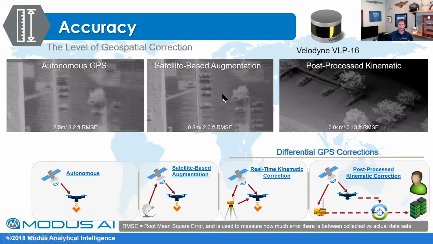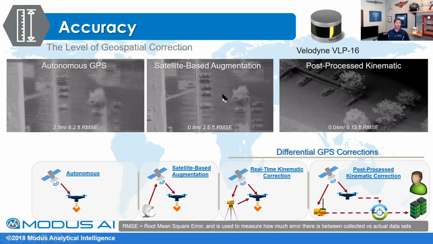Now with the same data set, you can come into satellite-based augmentation. So in the US, that's WAAS, the Wide Area Augmentation System. If you're in Europe, there's one, I forgot the name off the top of my head. And then you have them in India. You also have them in China, and then you have your select services as well.